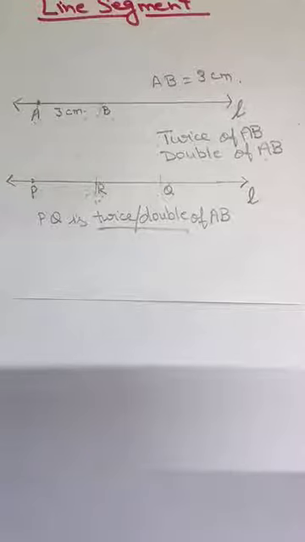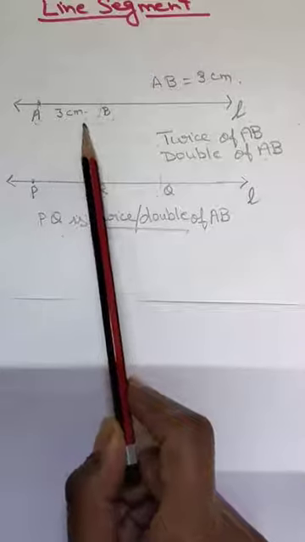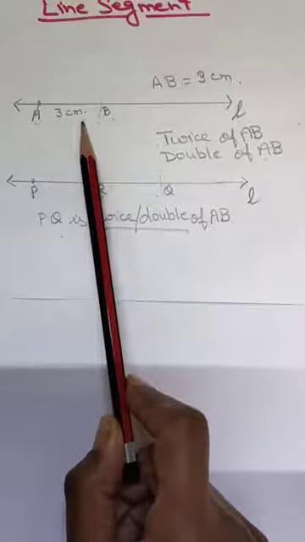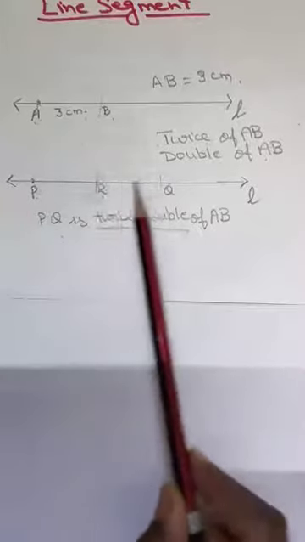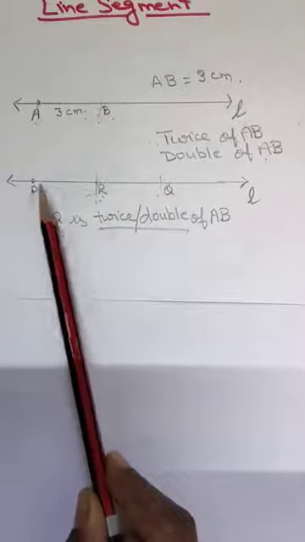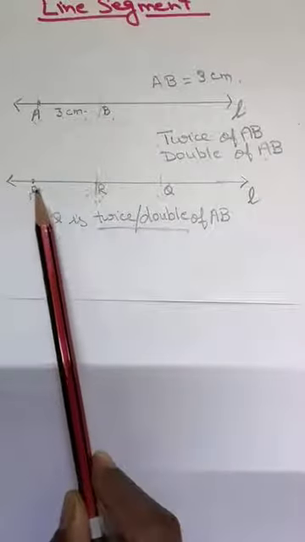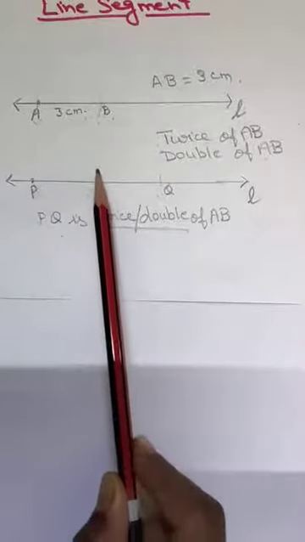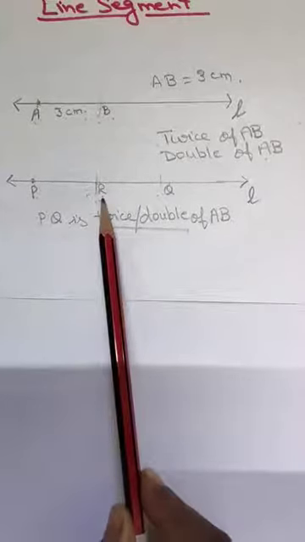Now see how to make a line segment double of a given line segment. Suppose we are given one line segment AB of 3 centimeter. Now how to draw a line segment which is double of AB? So again we draw one line L and mark a point P on it. Open your compass equal to the length AB. Place the pointer on P. Draw one arc which cuts line L at R. So now PR is 3 centimeter.